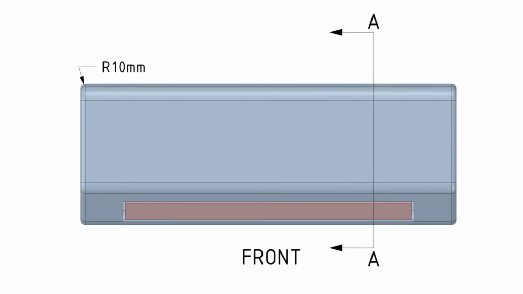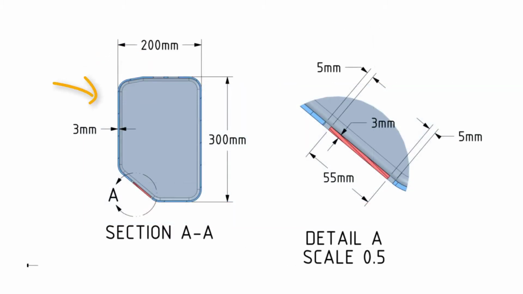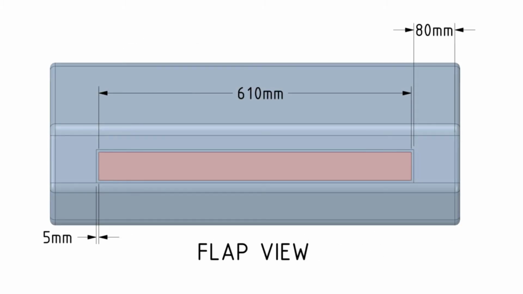Then, we have the front view of the model that tells us the size of the side rounding radius. Here, we can see a cross-section which shows the overall height and width of the air conditioner, as well as how thick the air conditioner casing is. The detail view shown on the right shows the dimensions of the flap and its position with respect to the casing. On the bottom, we have a view aligned with the front face of the flap that gives us additional information on how to build it.